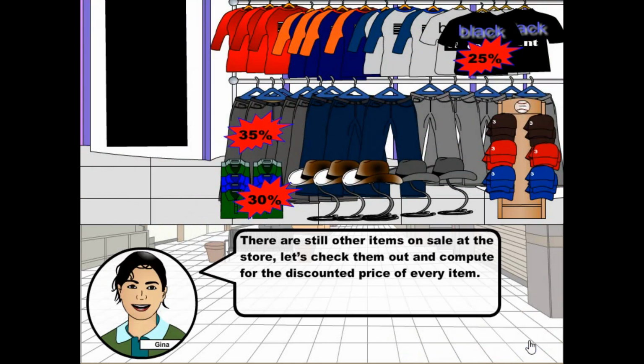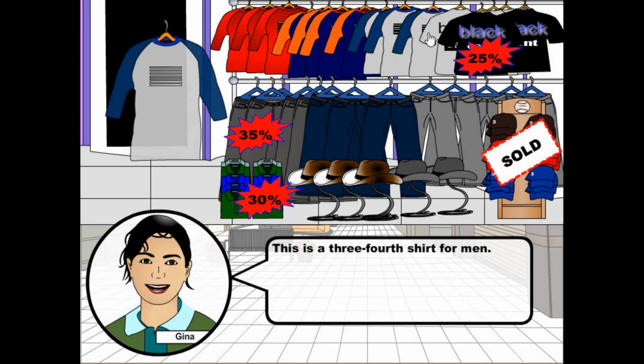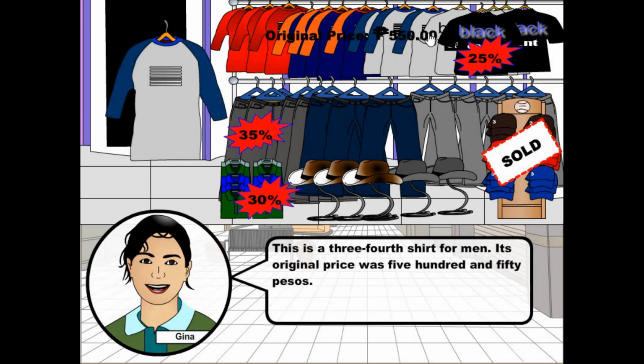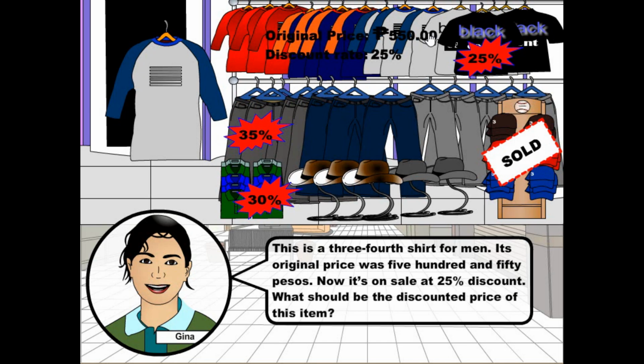There are still other items on sale at the store. Let's check them out and compute for the discounted price of every item. Click on each item and solve for the discounted price. This is a 3/4 shirt for men. Its original price was 550 pesos. Now, it's on sale at 25% discount. What should be the discounted price of this item?